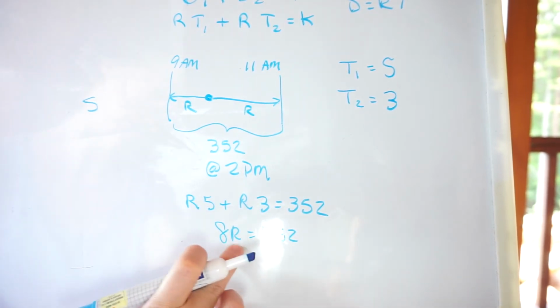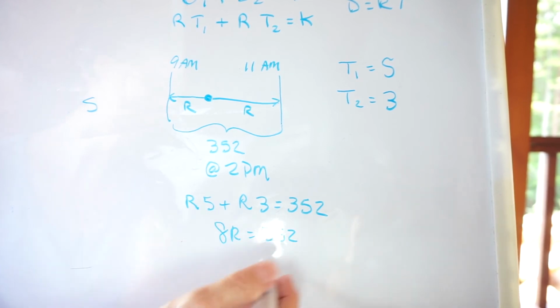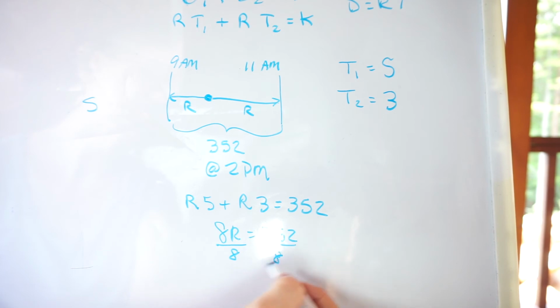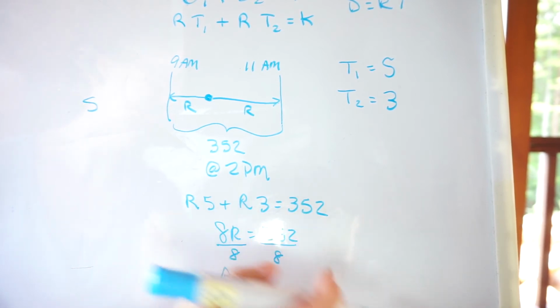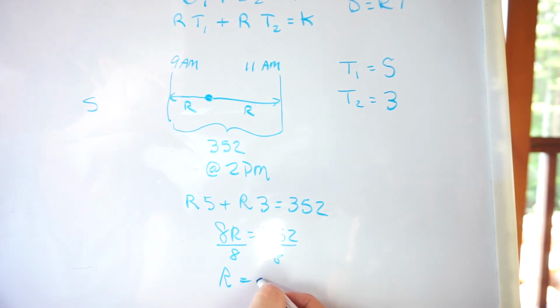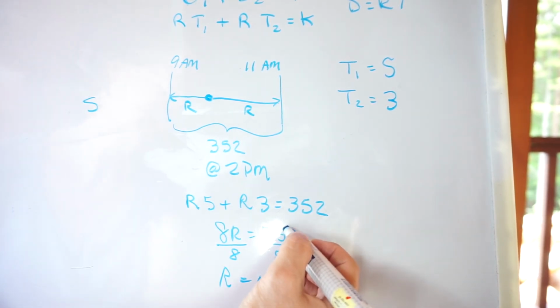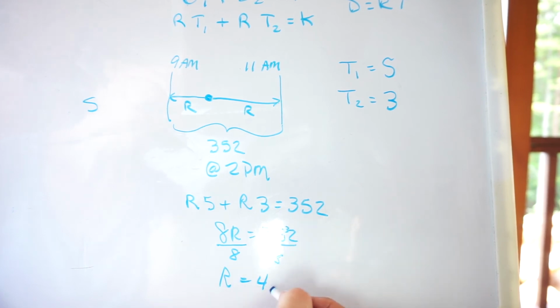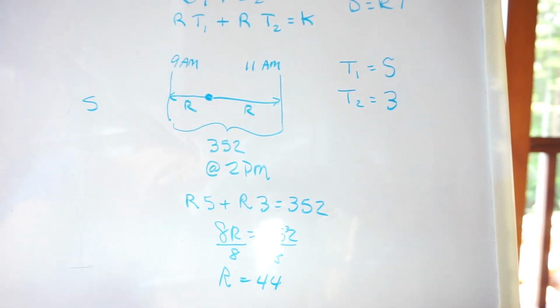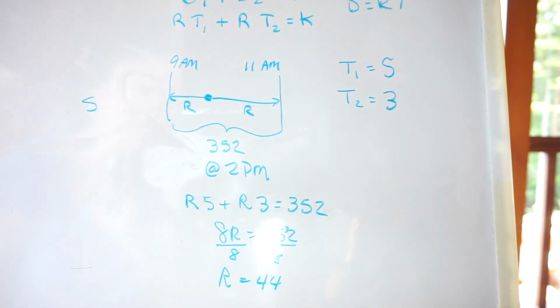Because these are being multiplied, to undo, we're going to divide. So R is equal to, let's see, 8 goes into 35 4 times. That would be 32, so there would be 3 left over. 8 goes into 32 4 times. So the rate was 44 kilometers per hour. And that's what they were asking for, the rate of the buses. So that's the first one.